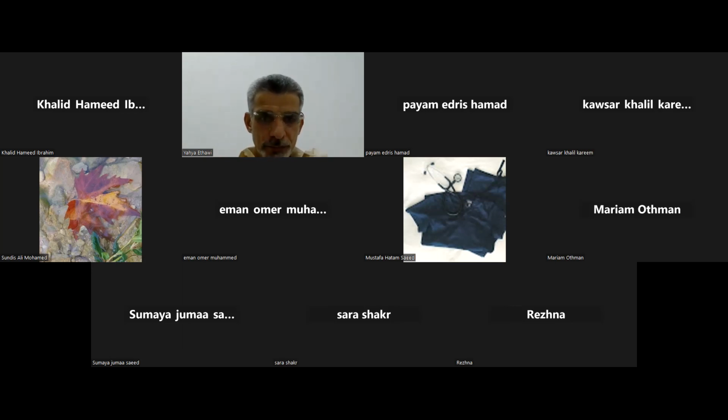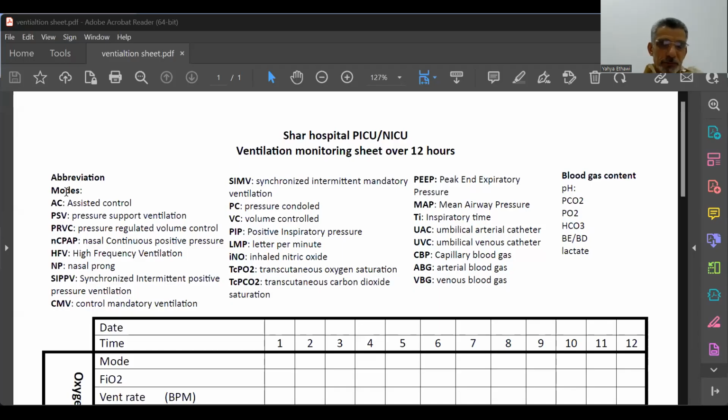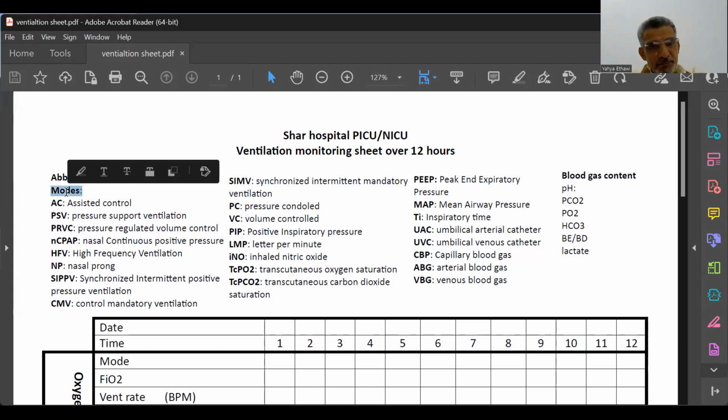Okay, so let me share with you. Can anybody tell me what is mode? For example, dear doctor, AC, VC, and pressure control are like variables within the ventilators. It contains FiO2, pressure control, PEEP, tidal volume. Very good. So you mentioned the content, but you didn't define it.